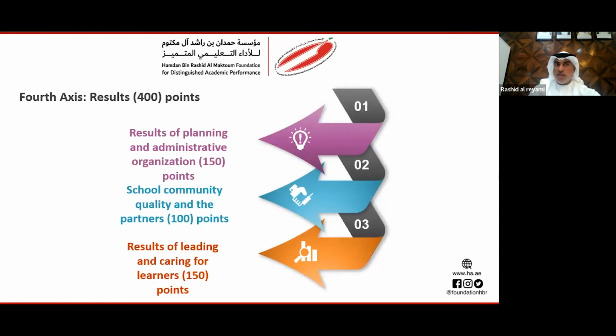The fourth, it is the result of criteria number one, criteria number two, criteria number three. So the fourth, it is the result. Okay, so the result of planning and administrative organization, school community and quality, and the partners. The third, the result of leading and caring for learners.